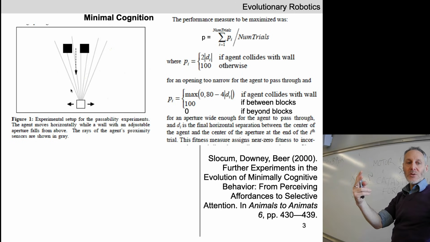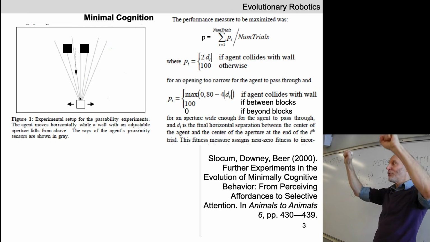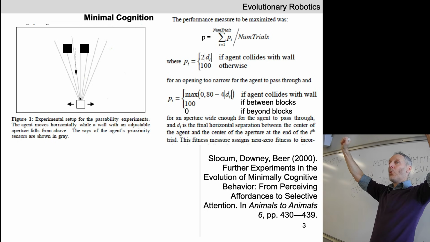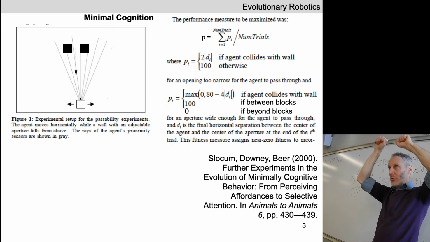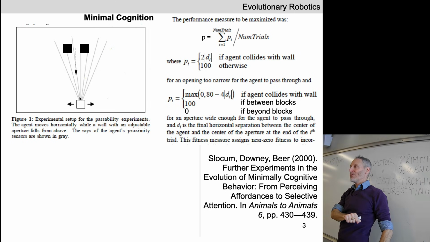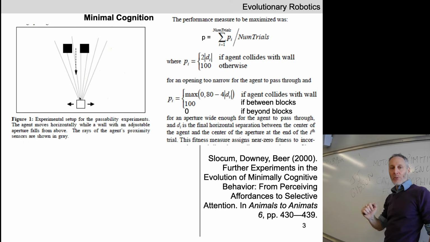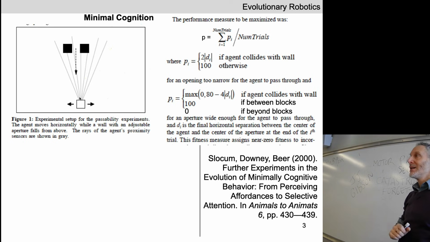So they're going to expose these agents to pairs of falling objects, some which are wide enough for the robot to pass through, and others which are not, and the robot should get out of the way. We'll see how well the robot did at evolving an ability to perceive these affordances and do the right thing next time.